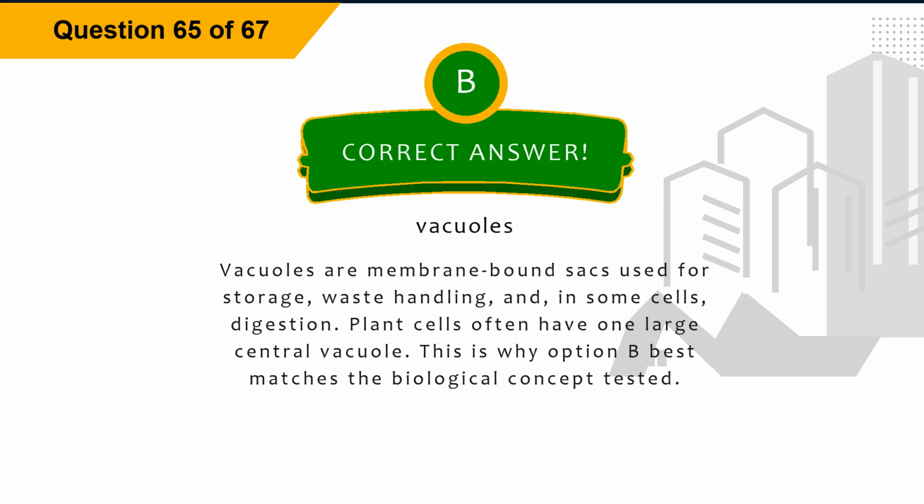Explanation. Vacuoles are membrane-bound sacs used for storage, waste handling, and, in some cells, digestion. Plant cells often have one large central vacuole. This is why option B best matches the biological concept tested.